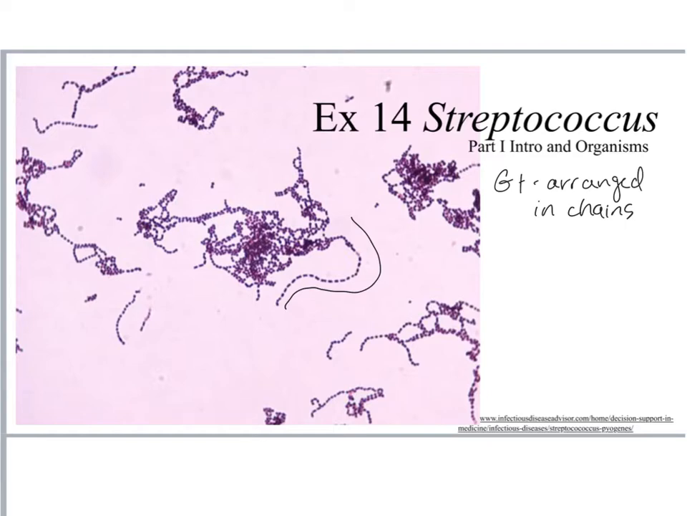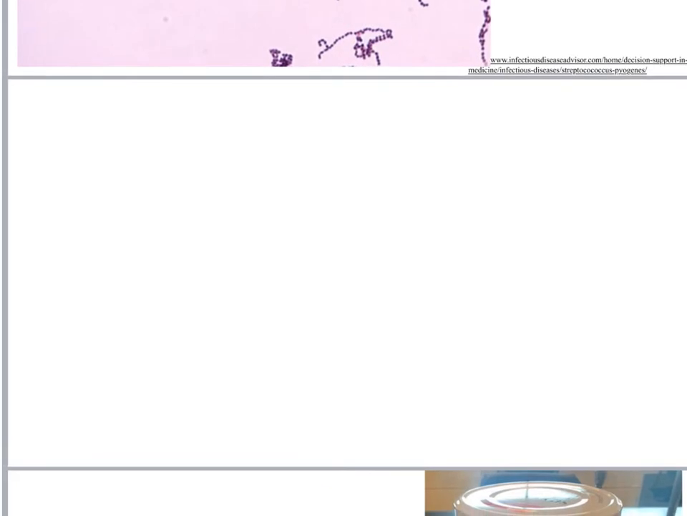All right, some more characteristics of Streptococcus. Okay, they are catalase negative. Talked about that enzyme last time. They actually use a different enzyme to detoxify hydrogen peroxide, and that's called peroxidase. Okay, so they're positive for peroxidase.